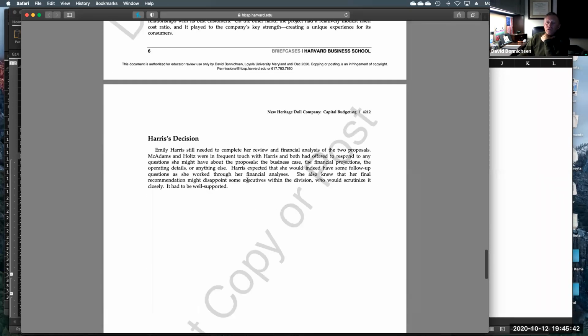And then finally, we get down to what's her decision. She knows she's got to pick one of the two. Based upon the case, you can make the assumption that they're mutually exclusive. She can't do both. She's got to pick one or the other. And so she's got some questions that she needs to get answered, and you are here to help her.